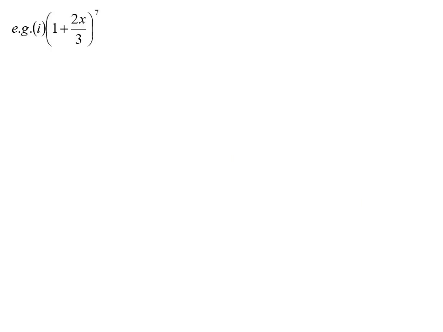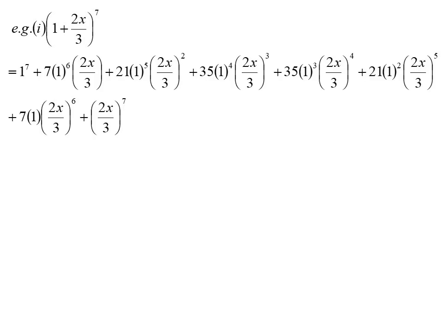Okay, so when we now expand out something like this, I can write it out straight away. I don't have to expand it out by multiplying 1 plus 2x on 3 times 1 plus 2x on 3 to the 6 and so on, because I know the pattern. We start off with what we call the binomial coefficients, those numbers in Pascal's triangle. So that's the first thing we write down.